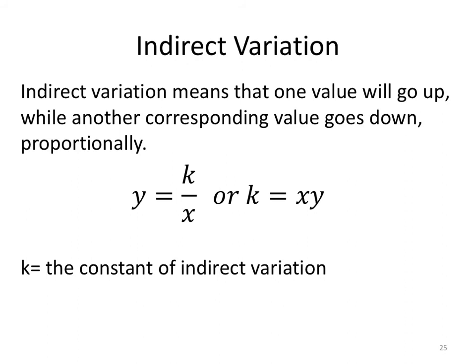Indirect variation is the opposite. As something increases, the other is likely to decrease, okay? For example, gas and time driven. The longer you drive, the less gas you're going to have in the tank, right? So that's an inverse proportion, or an indirect variation is what they're calling it here. In any case, we will have to solve for the k value, which is the constant of indirect variation, or indirect proportionality, whatever you want to call it.